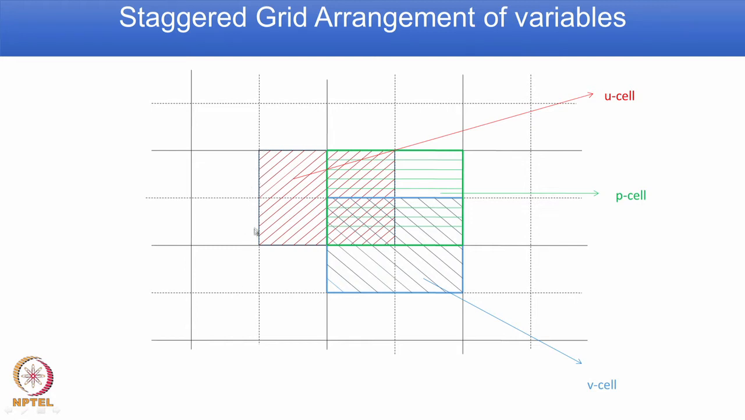So, u velocity is stored as shown here. This is the u velocity, this is the finite volume cell for solving the u momentum equation, and this is the finite volume mesh for solving the v momentum equation, and pressure or any other scalar is stored in this finite volume mesh. So, as we can observe, u, v and pressure are stored at different locations, that is why the name staggered grid.